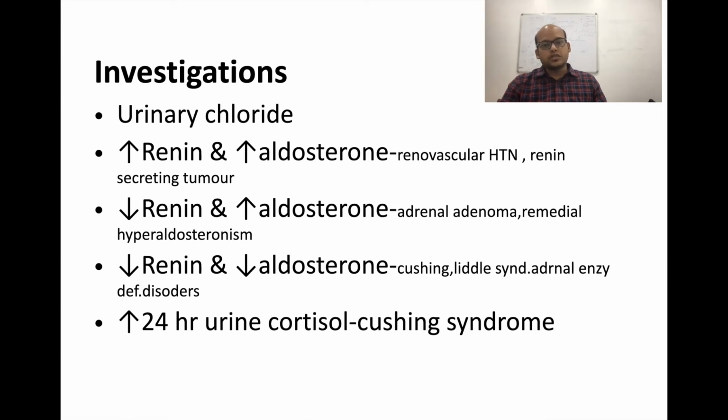If both are increased, then we can suspect renovascular hypertension or renin secreting tumors. If renin is decreased with high aldosterone, we can suspect adrenal adenoma or glucocorticoid remediable hyperaldosteronism. If both renin and aldosterone levels are decreased, then we suspect Cushing-Liddle syndrome or adrenal enzyme deficiency disorders. And if we suspect Cushing syndrome, then urinary cortisol has to be raised.